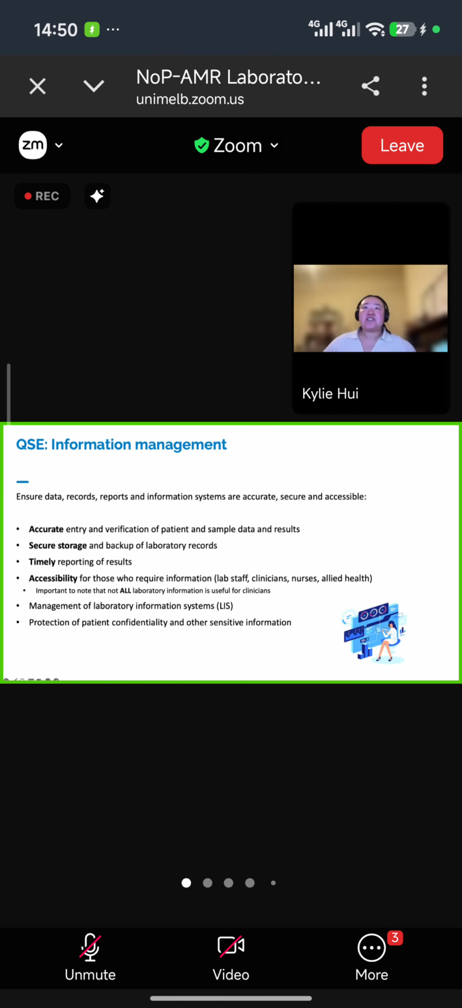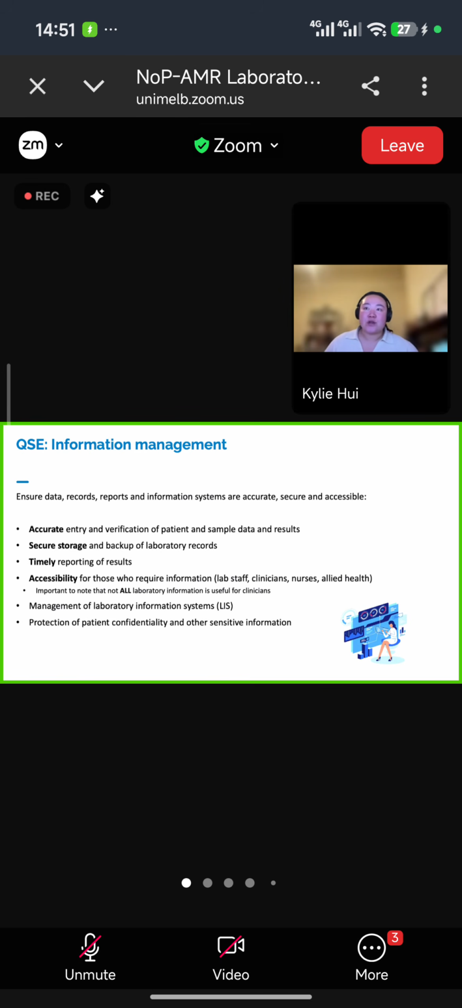Information management. So we want to ensure data, records, reports, and information systems are accurate, secure, and accessible. So what does this mean? I feel like we hear this type of sentence often, but what this might look like in the laboratory: accurate entry and verification of patient sample and data results. So making sure that if things are entered manually, that these are accurate. Secure storage and backup of laboratory records, timely reporting of results, accessibility for those who require the information. So for example, lab staff, clinicians, nurses, and allied health.